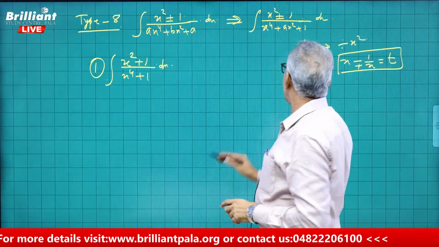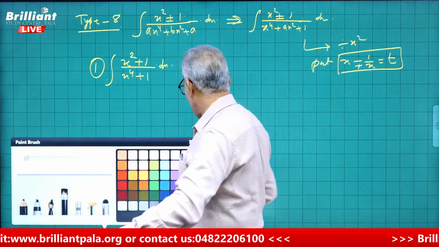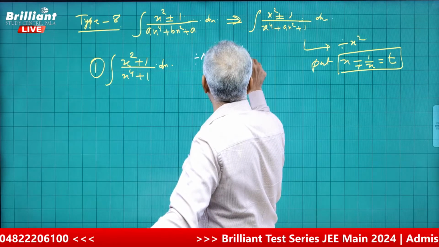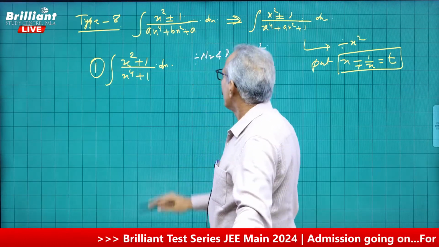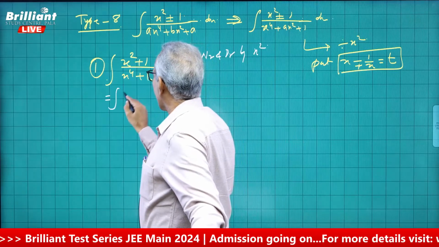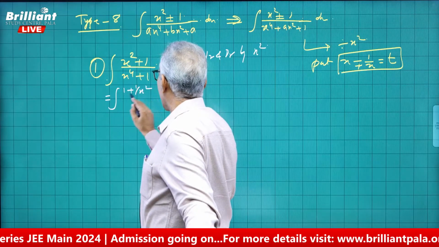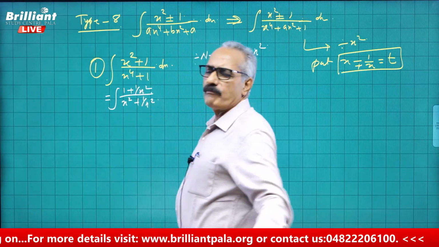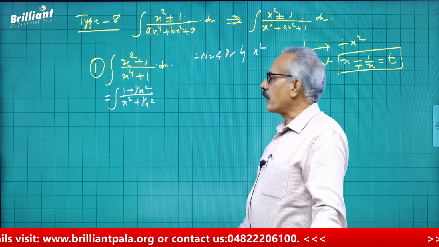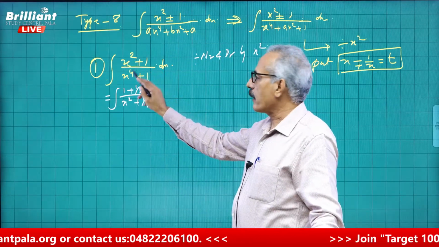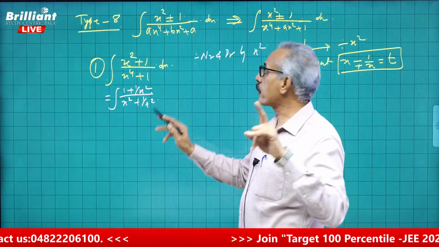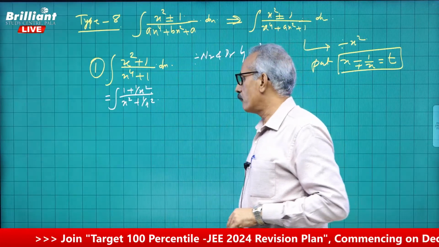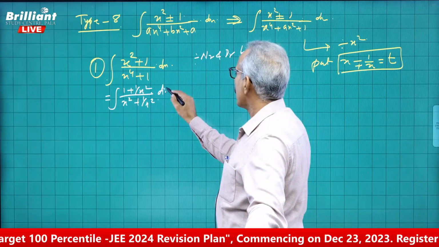What's the method I told you? Divide the numerator and denominator by x square. So this will be equal to integral of 1 plus 1 by x square divided by x square plus 1 by x square. We divide every term by x square. And see, x square 1, x raised to 4, 1. Make sure that the coefficient of x raised to 4 and this constant should be same. Fine. Now, dx.